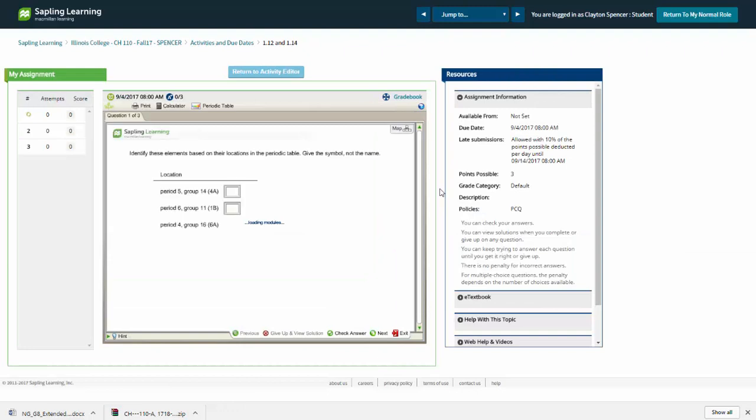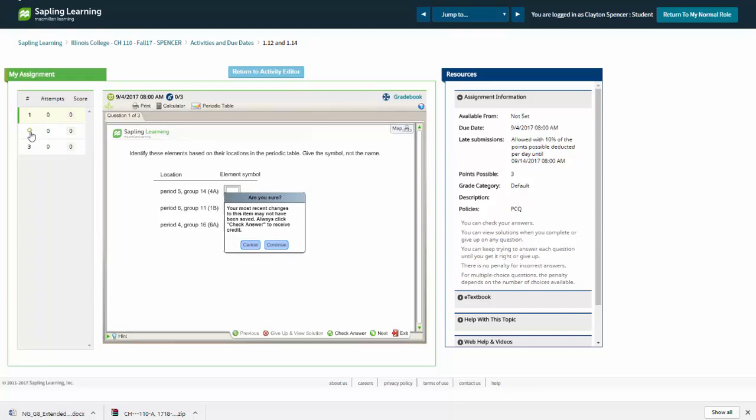And it brings them up questions that they then are asked to work. So in this case, they're asked to identify these elements based on their location in their periodic table, give the symbol, not the name. And so they will type into each one of these blanks the symbol, and then they can check their answer. If their answer is incorrect, they can go back and try again. So the point here is simply to check that they've learned a little bit, point out holes in their understanding, and they move on to another question.